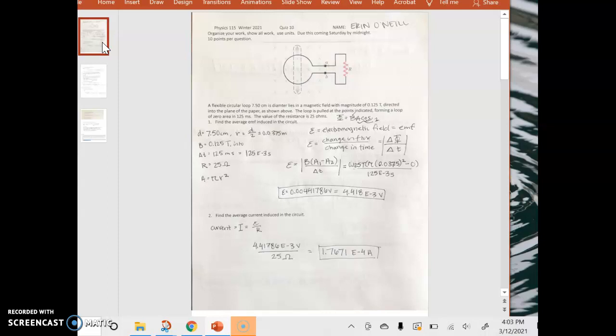which, as you see here, I have EMF equals change in flux over the change in time. And so basically, to find the change in flux, you multiply the magnitude of the magnetic field by area 1 minus area 2 and divide that by the change in time.